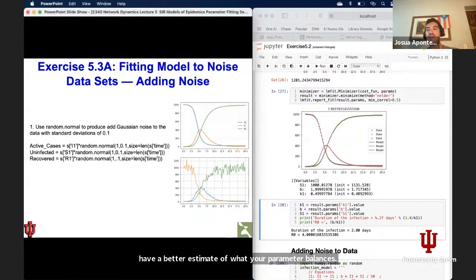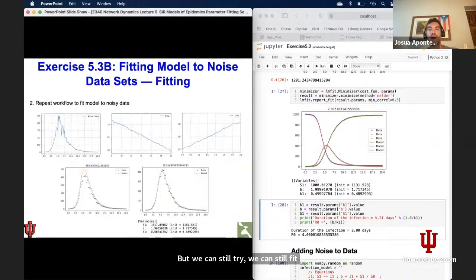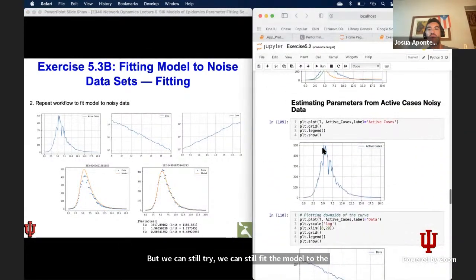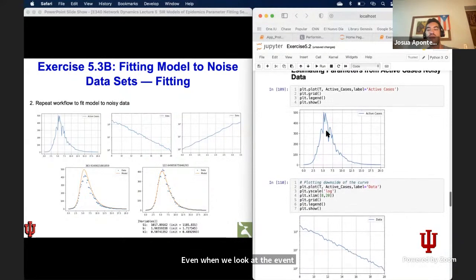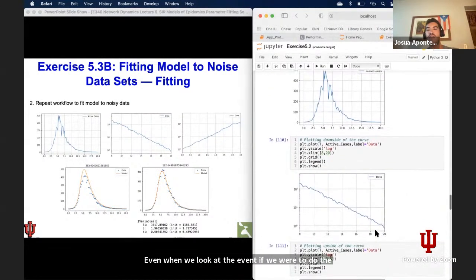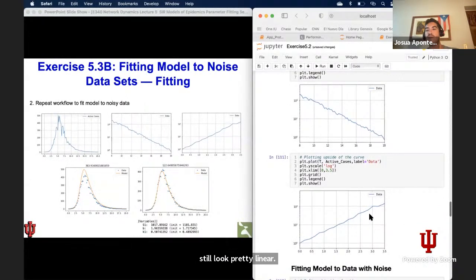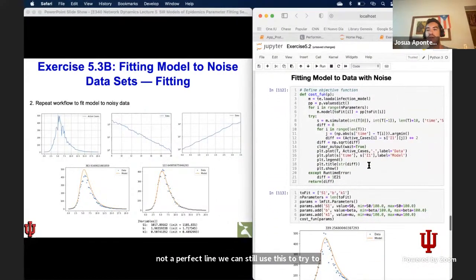Real world data is never as perfect as this synthetic data that we generated. It usually has some noise due to measurement errors. But we can still fit the model to the noisy data. Even if we were to do the estimate ourselves, even though they're noisy, they still look pretty linear in these log plots. So even though it's not a perfect line, we can still use this to get some estimate of the parameters.